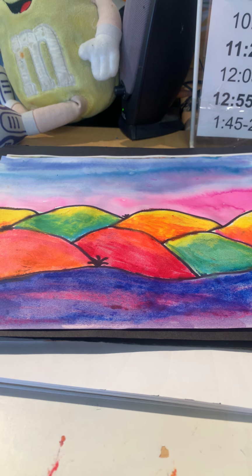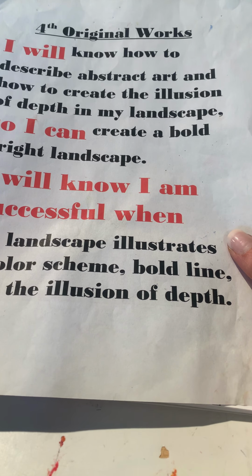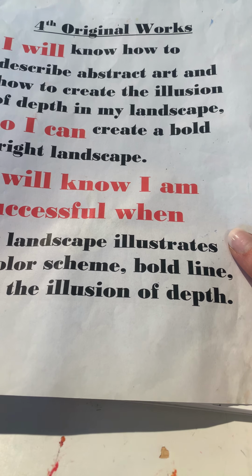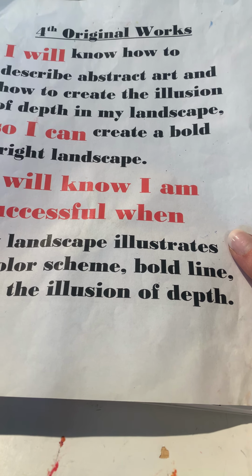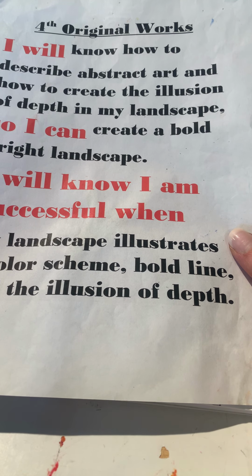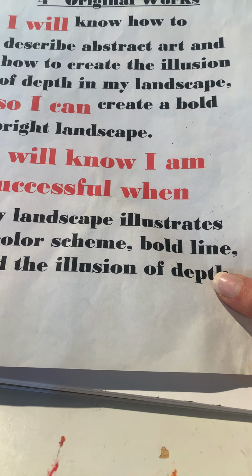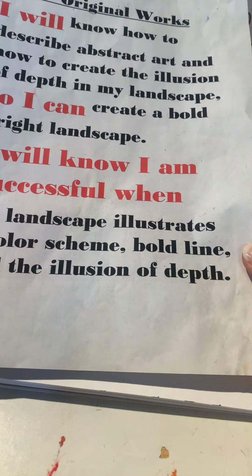Welcome back, artists. Today we're going to talk about Original Works, the 4th grade project. 4th grade, we are focusing on landscapes. And here is our learning target. I will know how to describe abstract art and how to create the illusion of depth in my landscape. So I can create a bold, bright landscape. I will know I'm successful when my landscape illustrates a color scheme, bold lines, and the illusion of depth.